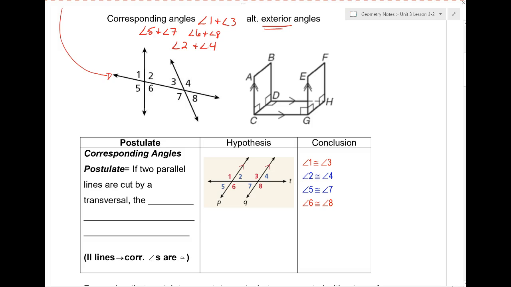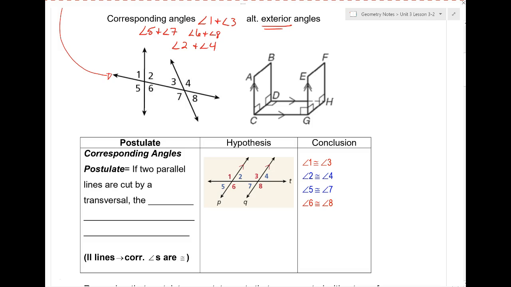Guys, remember, postulates cannot be proven. A postulate is just a rule that cannot be what? But we all accept it as what? True. It's always true. Remember, yeah, it can't be proven, but it's always what? Always true, so we know it's there. So the first one is based off of corresponding angles.